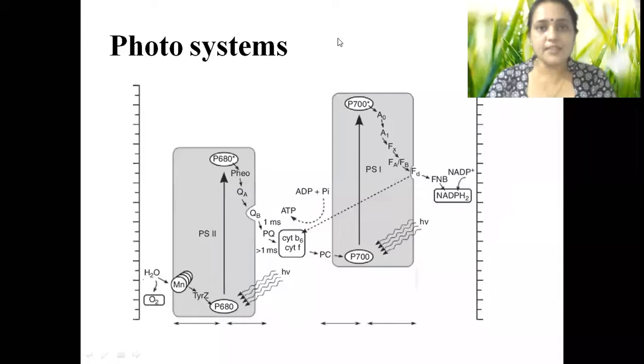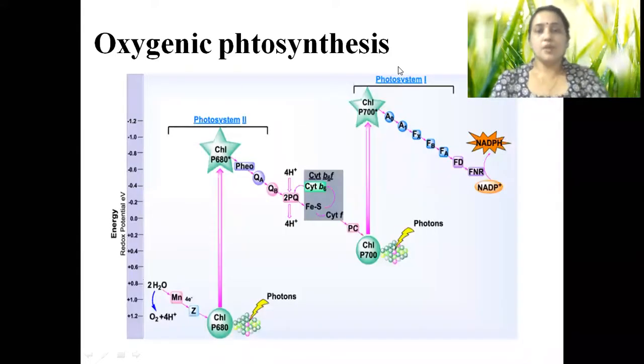Okay, so let's start with photosystem 1. As we have already discussed photosystem 2, let's move on to photosystem 1. Photosystem 1 works the same way as photosystem 2, but if photosystem 1 is functioning alone, then it is able to generate ATP, and the ATP generation by photosystem 1 is in a cyclic manner. So the ATP generation is called cyclic photophosphorylation.